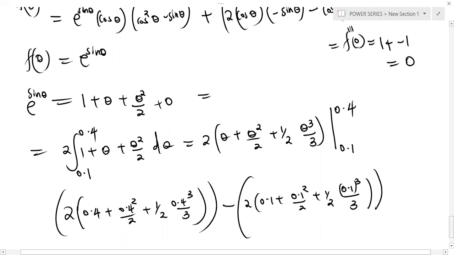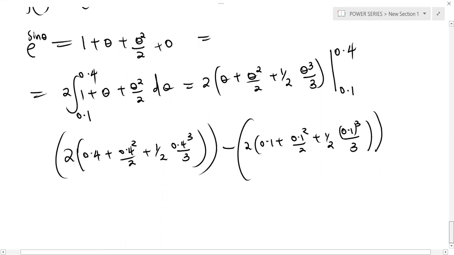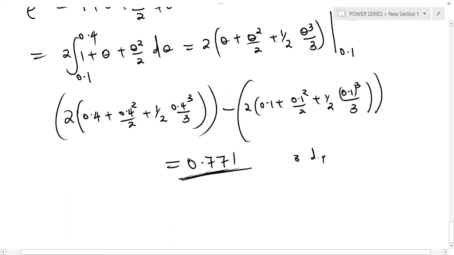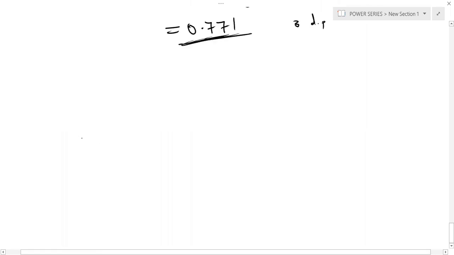And evaluating this correctly, we should be able to get our answer to be 0.771. This is given correct to 3 decimal places. Let's take up another example. So example number 2: evaluate the integral from 0 to 1 of sine theta over theta d theta.